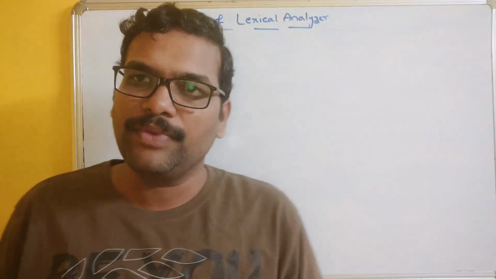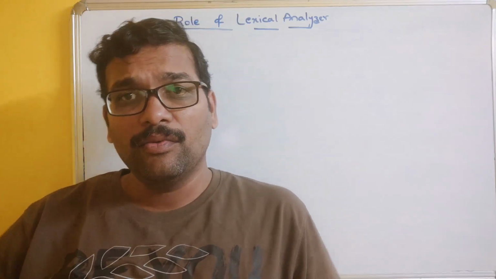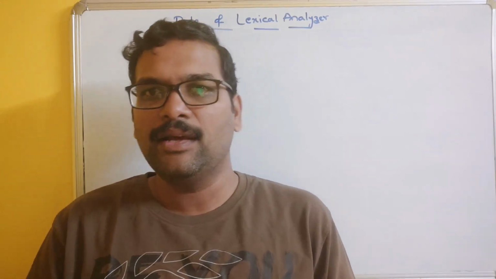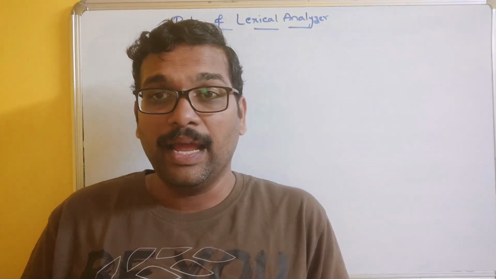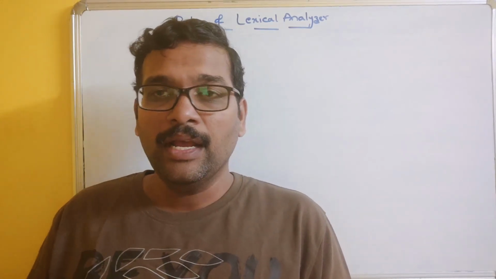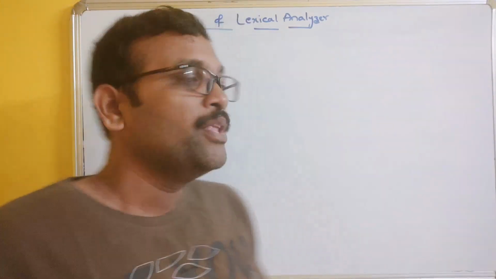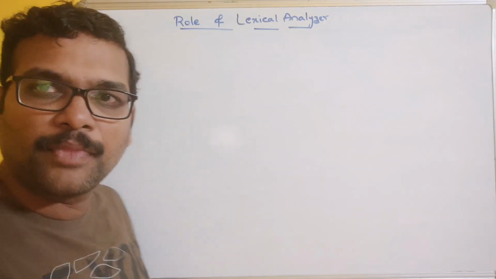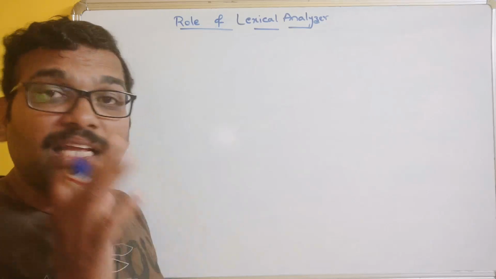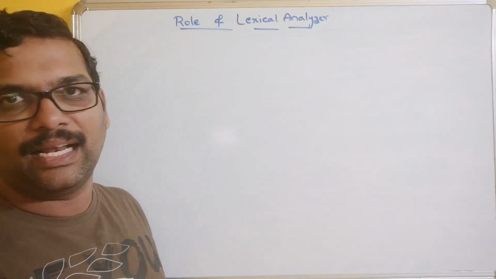In our previous session we discussed the different phases of a compiler, the grouping of different phases into different passes, one pass compiler, two pass compiler, and then the different compiler construction tools, right? So now we'll go with the first phase, the lexical analyzer. What are the roles? Before going to the roles, what is the input for this lexical analyzer and what is the output?